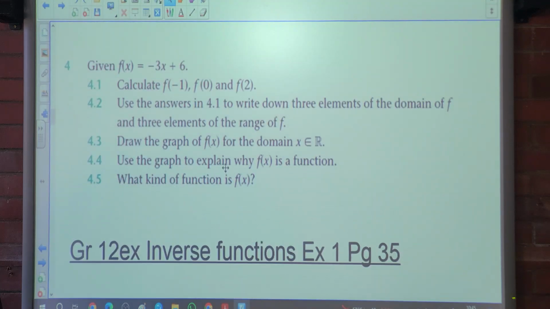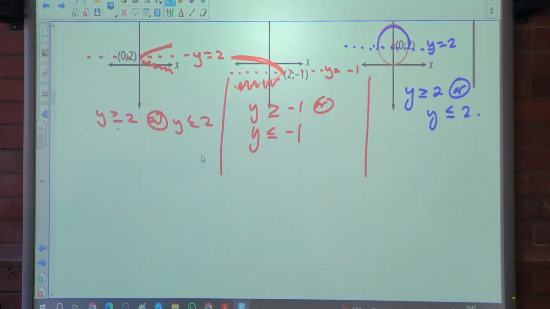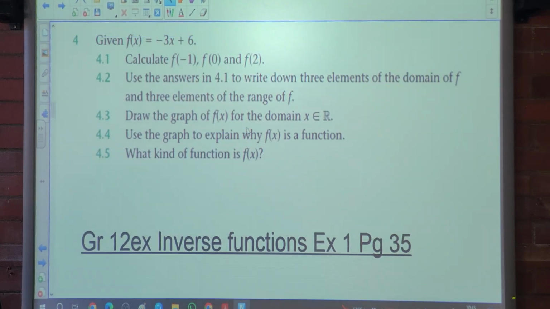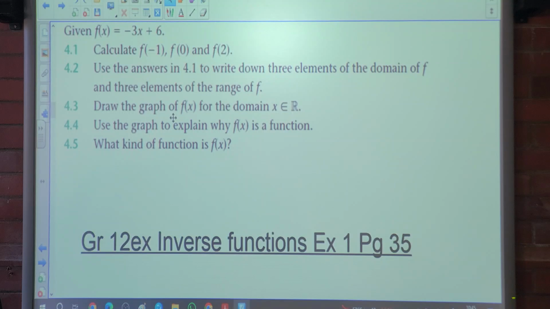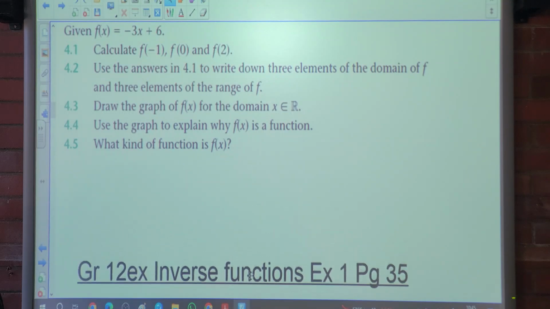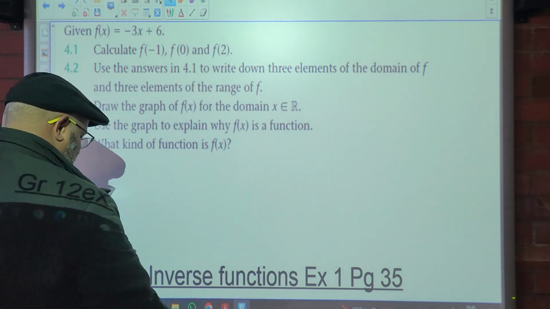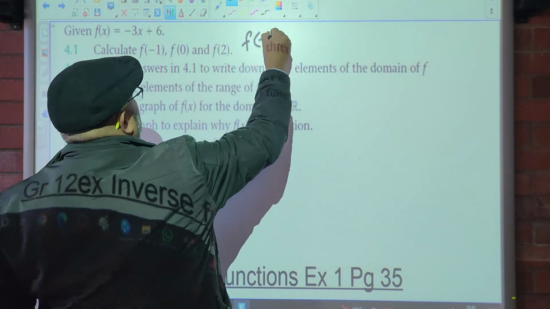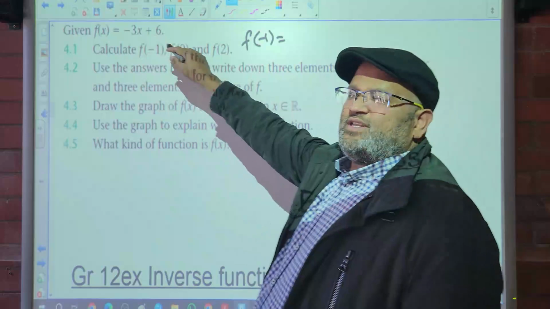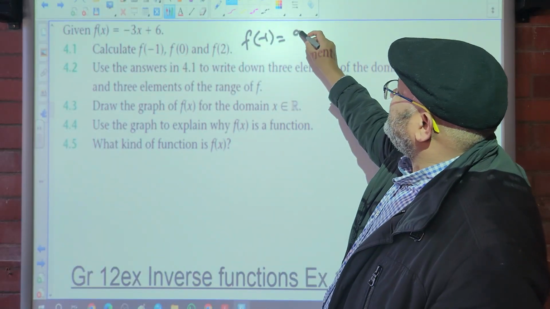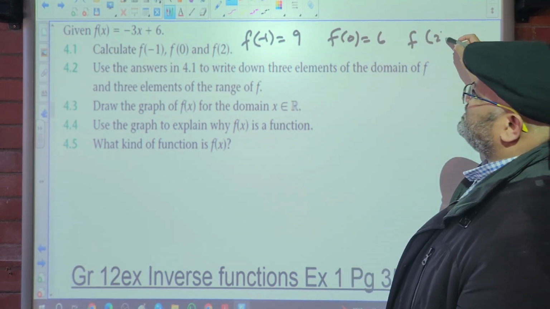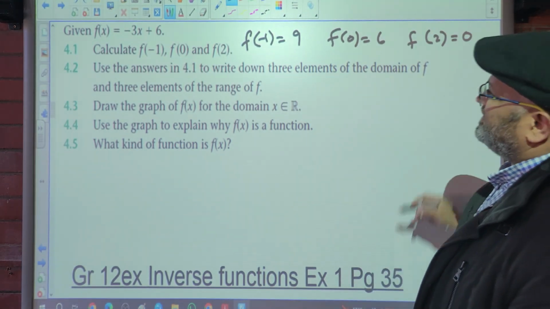Number 4. We are told that given f of x is equal to minus 3x plus 6, calculate f of negative 1, 0 and 2. So f of negative 1 is going to be negative 3 times negative 1, which is 3, plus 6 is 9. F of 0 is 6 and f of 2 is 0. You all agree with that?